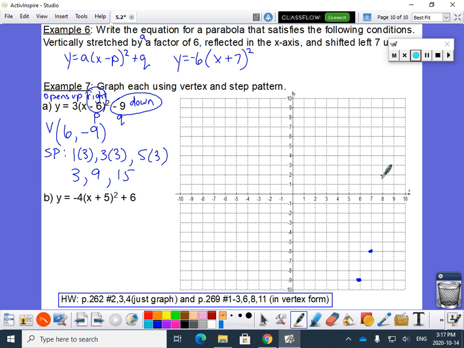Let me just make sure here. Up 9. Oops. Erase that. 1, 2, 3, 4, 5, 6, 7, 8, 9. Oops. Over 1, up 3. Over 1, up 3. Over 1, up 9. Okay, we can't go over 1, up 15 because we don't have enough space on our graph. So that is A.